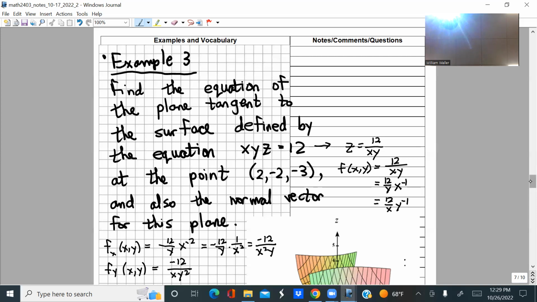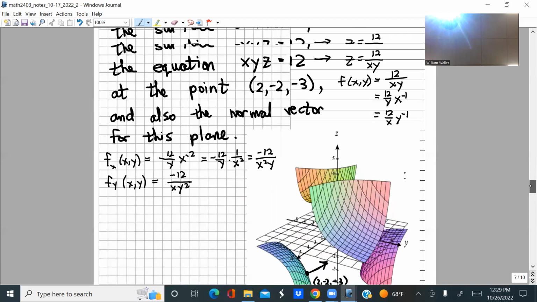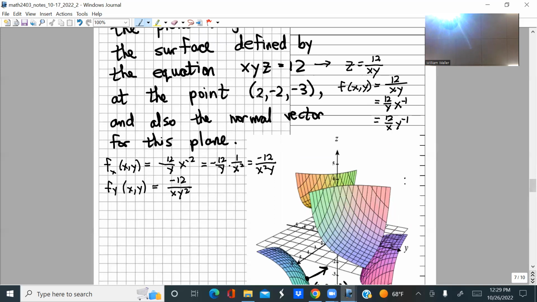And now let's see, what do we need to do with those partial derivatives? Well, we need to evaluate them at this point, correct? So I need to compute the partial derivative with respect to x at the xy coordinates (2, -2). So I'm going to plug 2 in for x and -2 for y, right? And what does that come out to be? 3/2?